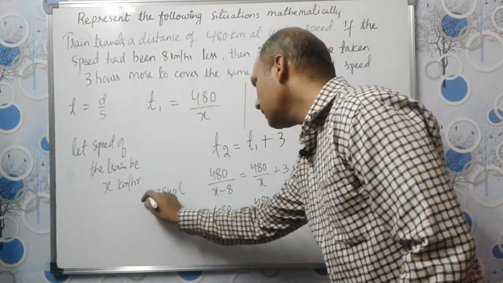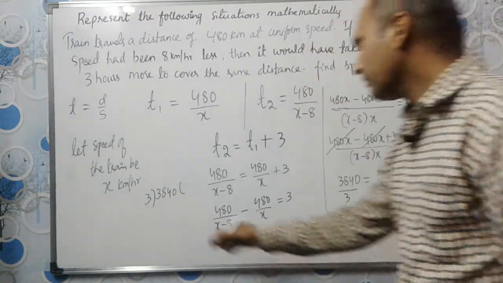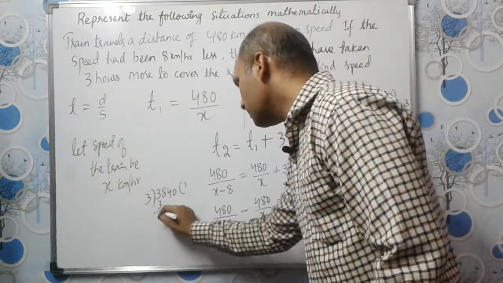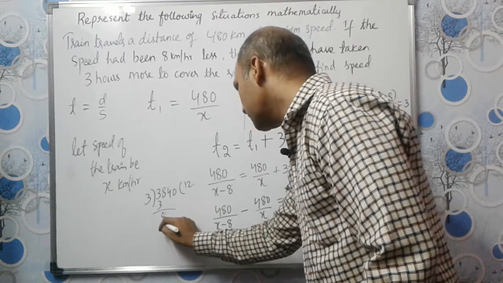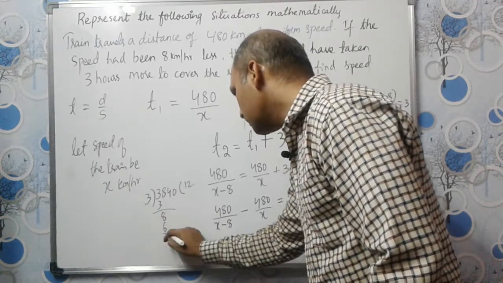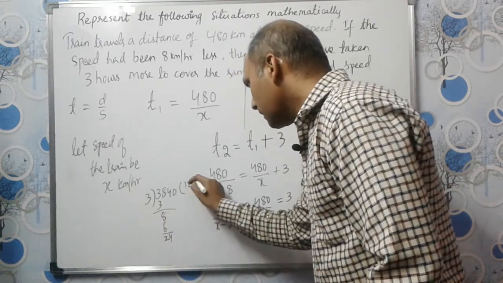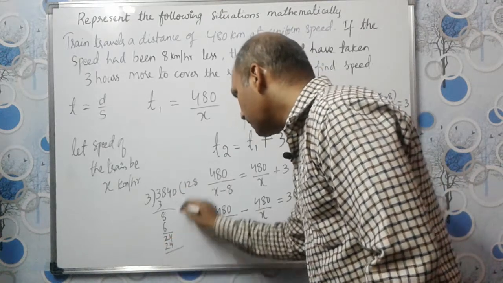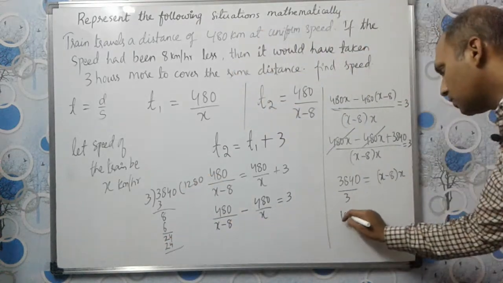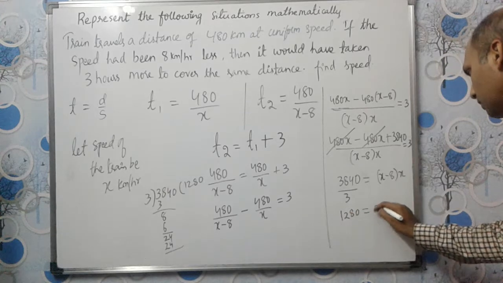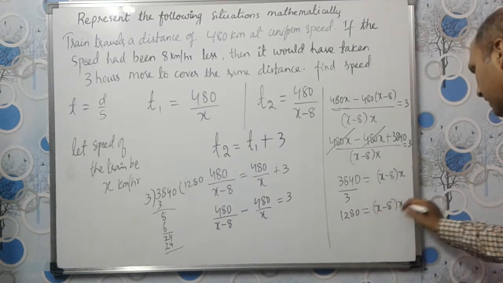3840 divided by 3. 3 1s is 3. It will be 0, 8, 2, 8, 3 2s is 6. You will have 2 and 4. Okay. 8 is 24 and 0 is there. So this is 1280 is equal to x minus 8 multiplied by x.